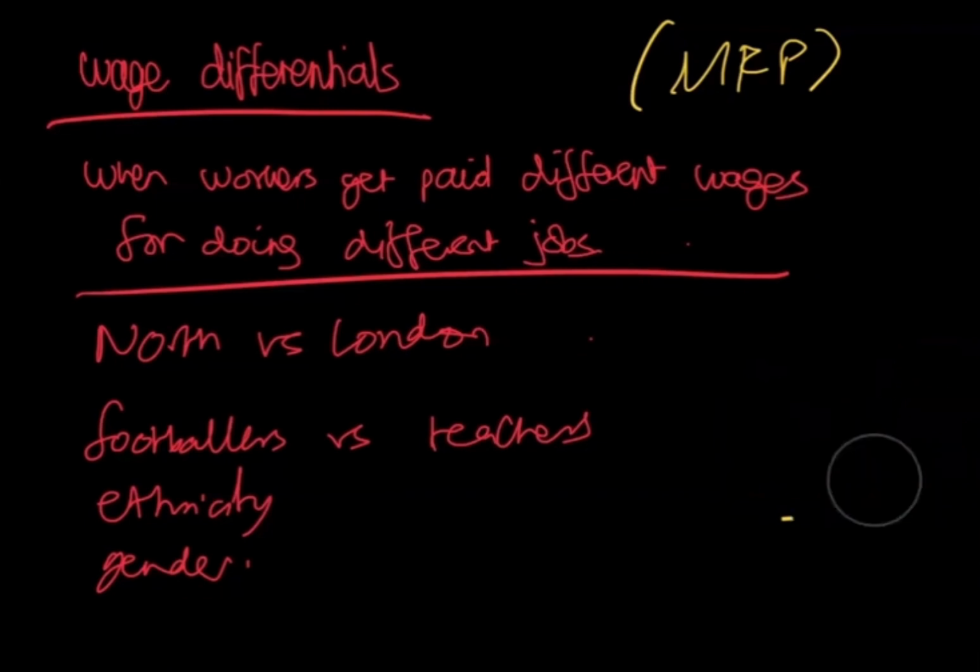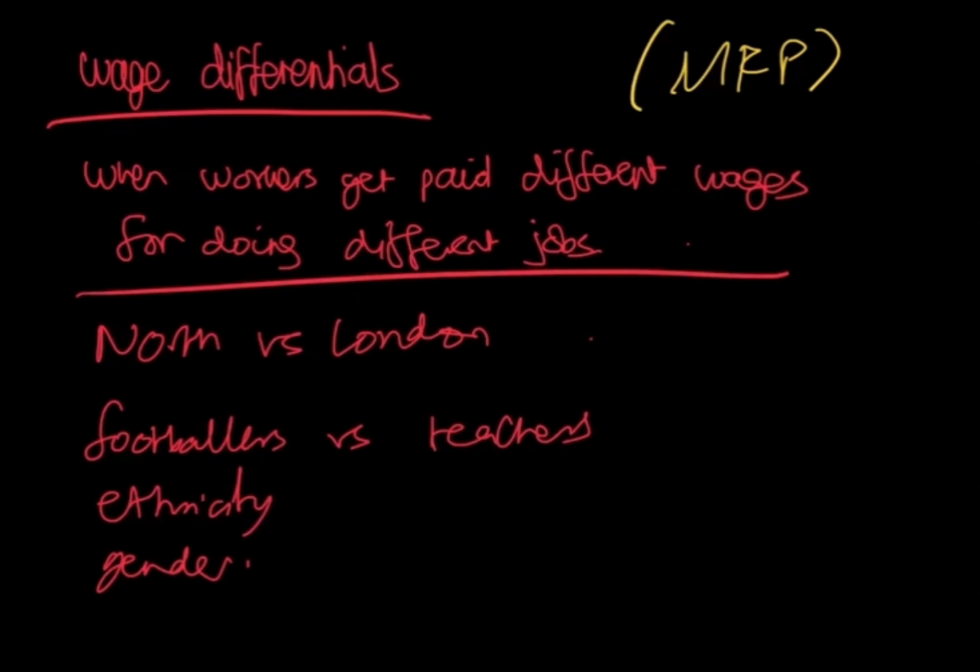Is it like a supply issue, or is it like a demand and MRP issue? Or both? Would be supply. Yeah. It could be both, but yeah. Why supply? Or would it be that there's higher supply of teachers?